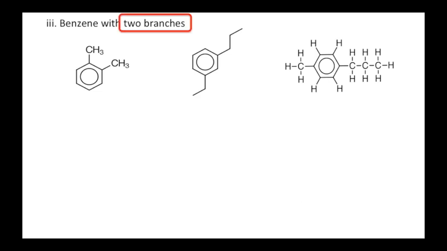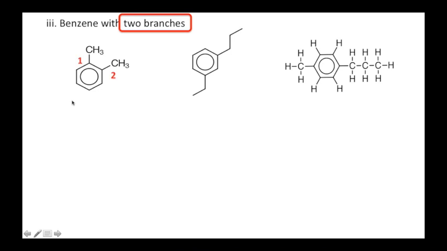Okay, let's keep going. What if benzene has 2 branches? Okay, now numbers are going to matter because I could have my branch here and here, or it could have been here and here, or here and here. Now numbers are going to matter. Okay, give that one a try. What would you name that?